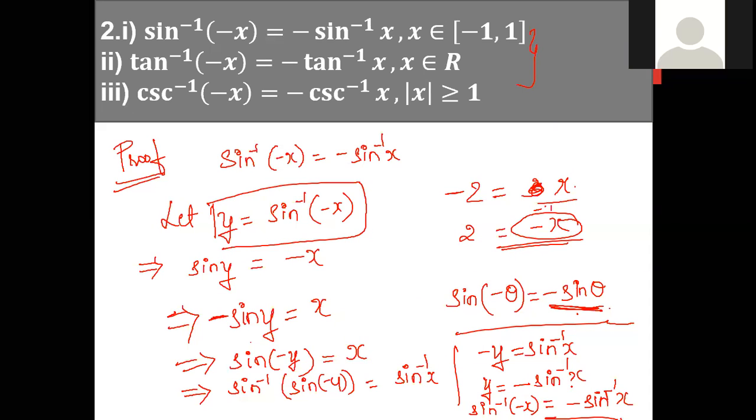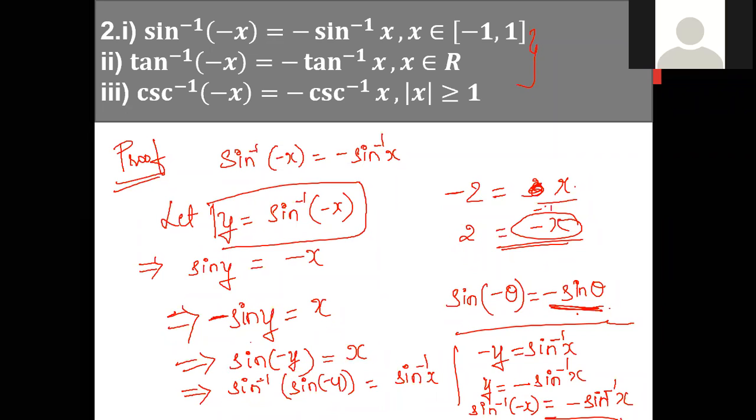I'll repeat the proof again. Let y be equal to sine inverse of minus x. Then I can write sine y is equal to minus x. Then I have taken this minus symbol to this side, so that gives me minus sine y is equal to x. But we know sine of minus theta is minus sine theta. Here I have minus sine y, so I can write it in the form sine of minus y is equal to x.